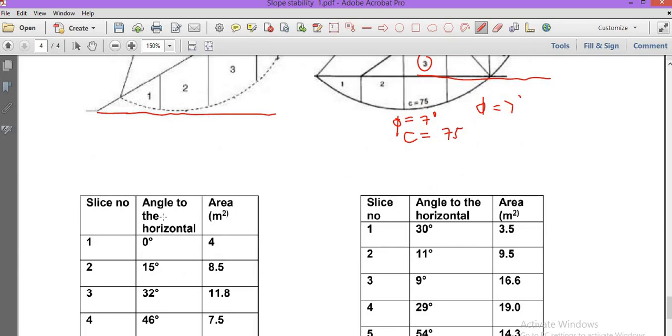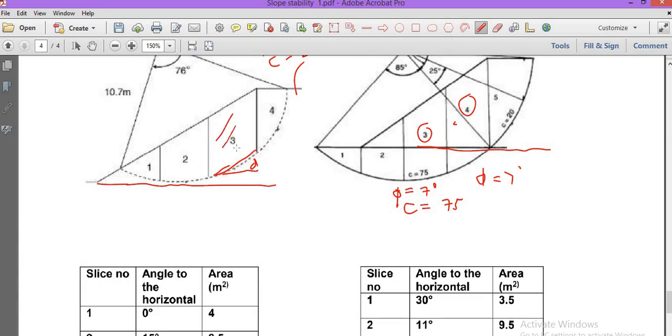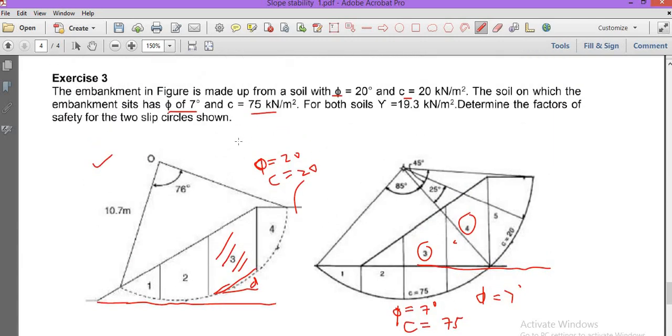So these tables represent those values. Slice number, angle to the horizontal, that is the alpha value. So alpha values are given for each slice, and the area of each slice is also given. For both soils it says gamma is 19.3. For example, if we multiply the area with gamma, we get the weight of each slice. So let's see how we can show this in a table and use the calculation to find the factor of safety.